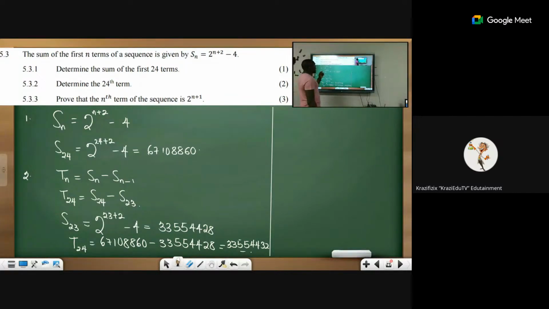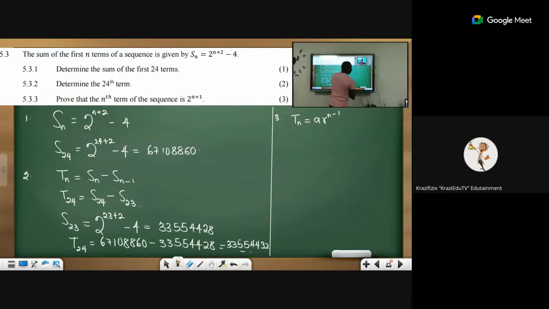Prove that the nth term, okay. Guys, when I see this, I will ask myself, what is Tn? What are the things that I need? There are two ways, but I want to go through the simplest way. I need my A and my R. That's all I need.